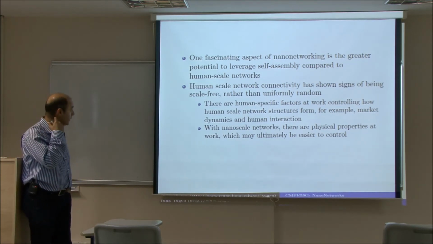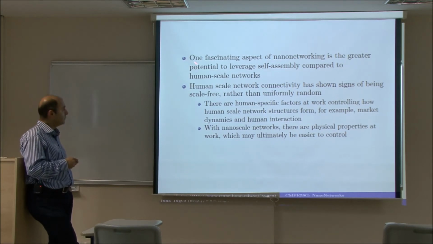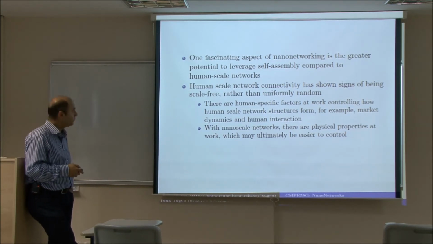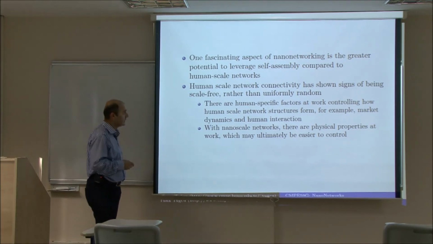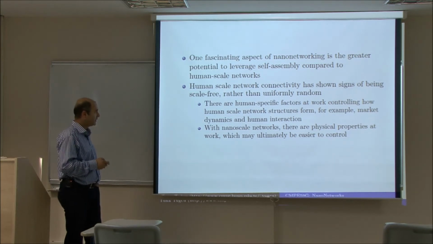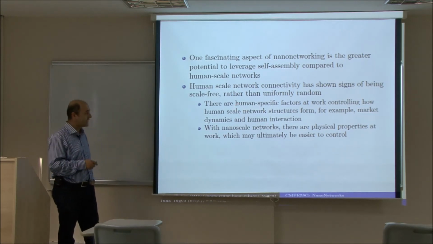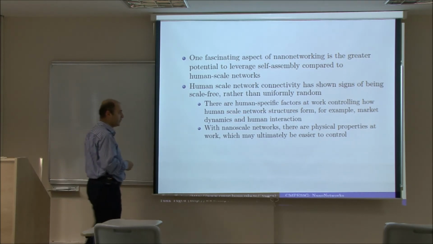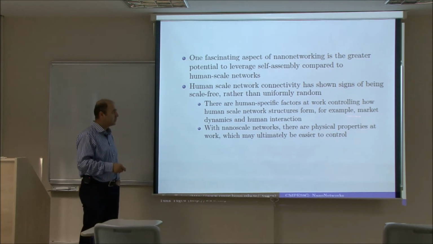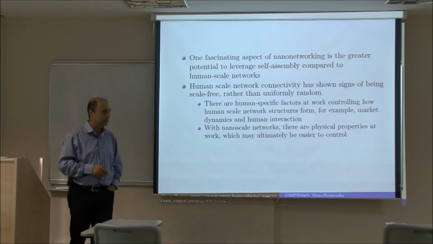So one fascinating aspect of nanonetworking is the greater potential to leverage self-assembly compared to human scale networks. In human scale networks, you typically have signs of being scale-free rather than being uniform. So human-specific factors are now in effect, like the market dynamics and human interactions, whereas in the nanoscale networks, you don't have such effects. You only talk about physical properties. So they might be easier to manipulate and study.